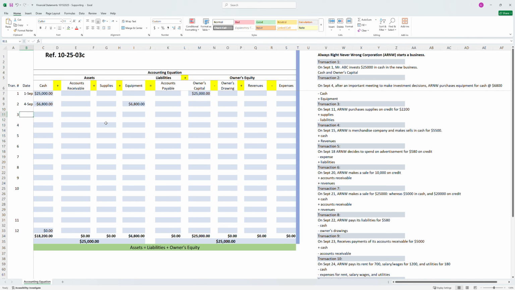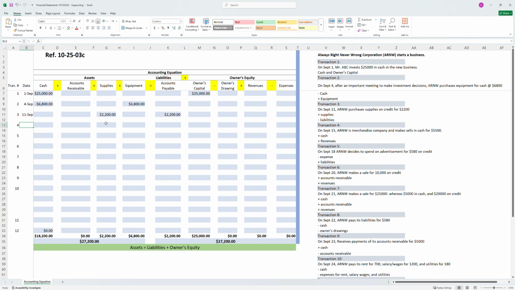On transaction number 3, which is September 11th, the company purchases supplies on credit. When you say on credit, that means we are not paying it now, we are paying it later. So what is the amount? The amount is $2,200. And then where do we put it here? Anything that we owe goes under accounts payable. That means we have to pay somebody, our suppliers or whoever we owe the money to.